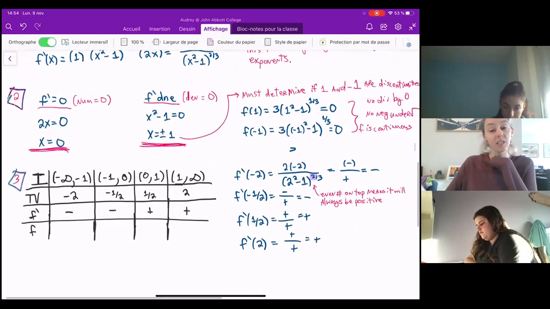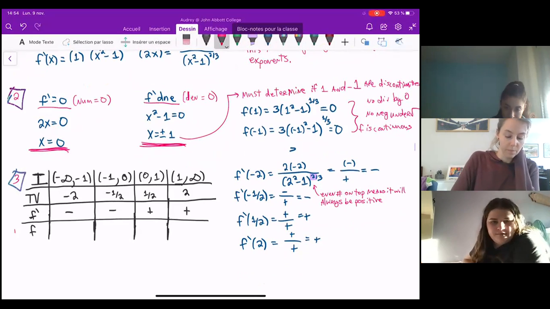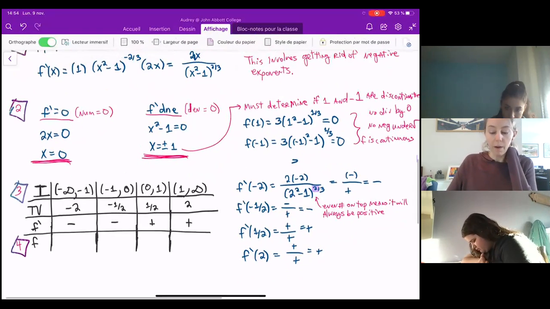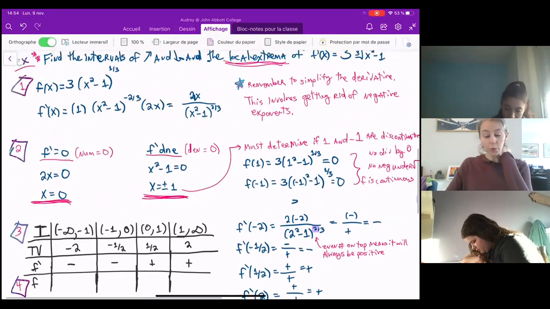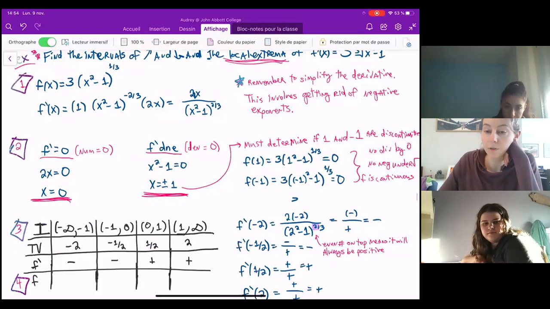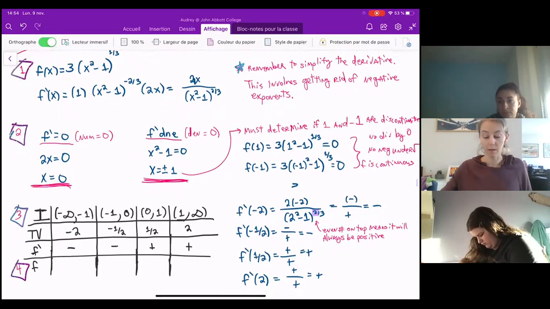Did I have any discontinuities that I need to label here? In my step 2, when I checked where f prime does not exist, did I find any discontinuities that I'm going to need to label? No. So I don't have any vertical asymptotes to label. That's important because remember, discontinuities cannot be max or mins.